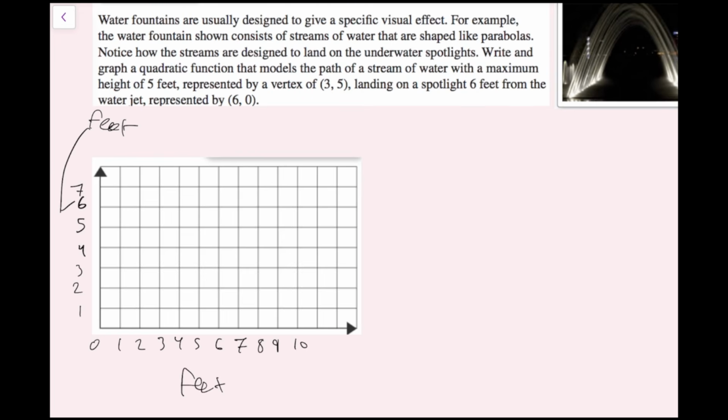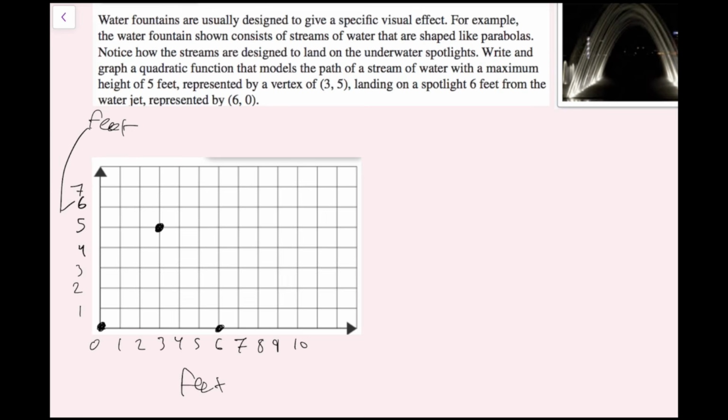Anyway, now I'm going to plot my points. So my vertex of 3, 5, that's going to be right here. And then I have the water hitting the light at 6, 0. It's right there. Now, given all this information, I need to write and graph a quadratic function. Now, 2 points is actually technically enough if one of them is the vertex, because I can use the axis of symmetry to plot this point over here. So this is 3 units from the vertex, so I'm just going to do 3 units the other direction from the vertex, which is going to give me 0, 0.